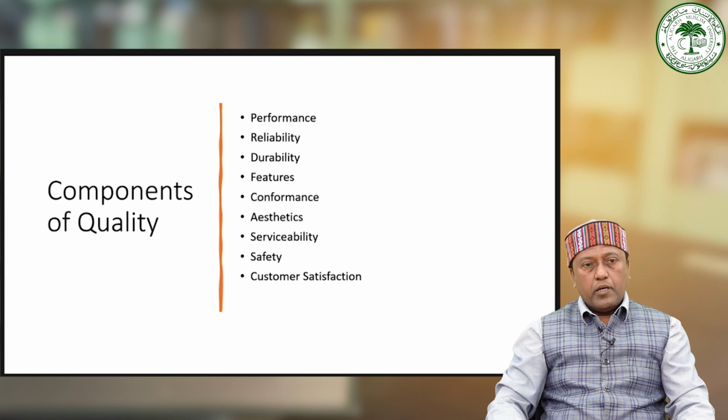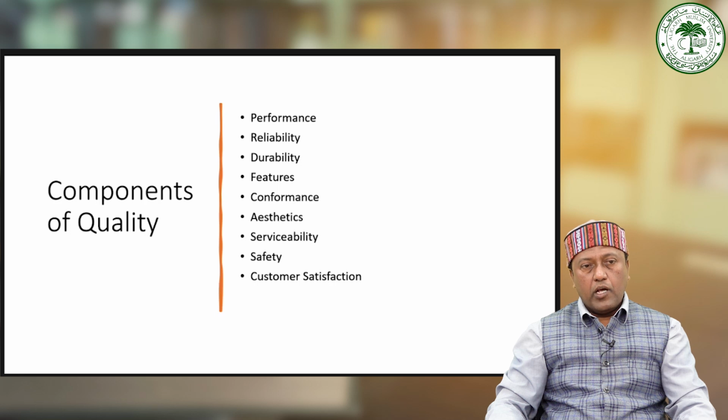Then coming to the components of quality, these are the components: performance, reliability, durability, features, conformance, aesthetics, serviceability, safety, and customer satisfaction. These are the components of quality, as I told you. So performance basically refers to the ability of a product or service to meet or exceed its intended function. It is not that you should only meet the intended function, it can exceed the intended function or purpose. So it involves factors such as reliability, durability, accuracy, and efficiency in delivering the desired outcomes.